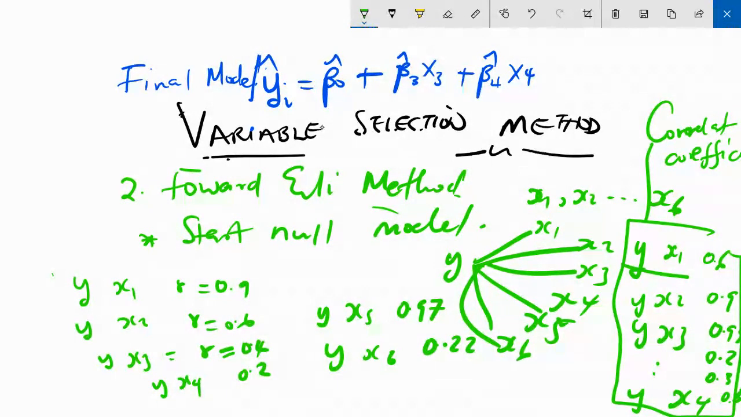I said the variable that is highly correlated with y will be entered first. This is the forward elimination method. So suppose we have these values here. Which variable will be entered first in the model? Yes, leadership?